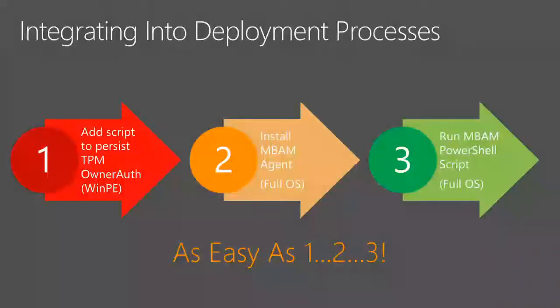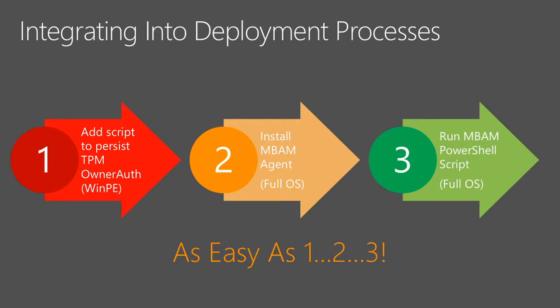So how do you integrate this into your deployment process? It's pretty simple. The first thing is a really small script that we want you to insert into your task sequence in WinPE. The whole point of this is to persist that TPM owner auth information if you're using pre-provisioning. If you're not using pre-provisioning for whatever reason, you don't have to use that part of it because it's not actually taking ownership of the TPM in WinPE. If you are, add this script so that you can escrow that TPM owner auth information later.